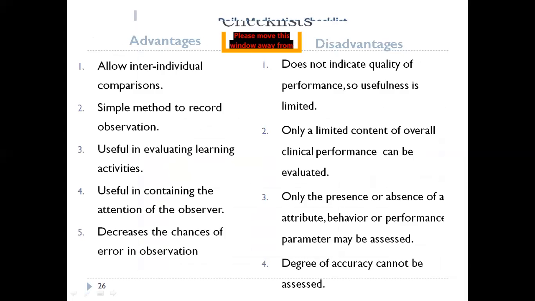Now, what are the advantages and disadvantages of checklists? Checklists allow for inter-individual comparisons, and it is a simple method to record observation, and it is useful in evaluating learning activities, and it is useful in containing the attention of the observer, and it decreases the chances of error in observation. The disadvantages, we already discussed this, it does not indicate the quality of performance, so its usefulness is limited. Only a limited content of overall clinical performance can be evaluated. Only the presence or absence of an attribute, behavior, or performance parameter can be assessed, and the degree of accuracy with which the person performs a particular task cannot be assessed using a checklist.